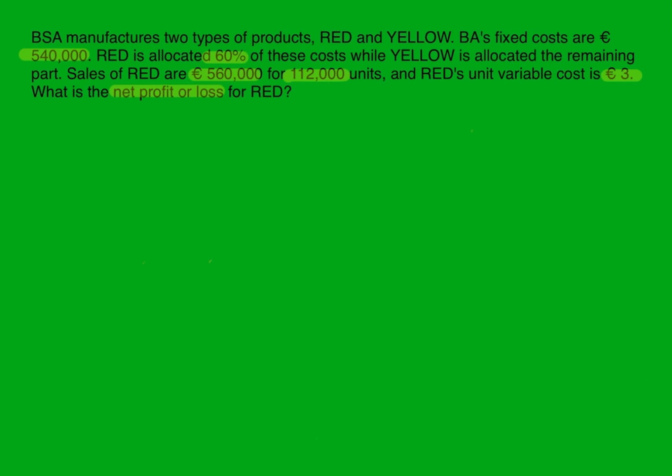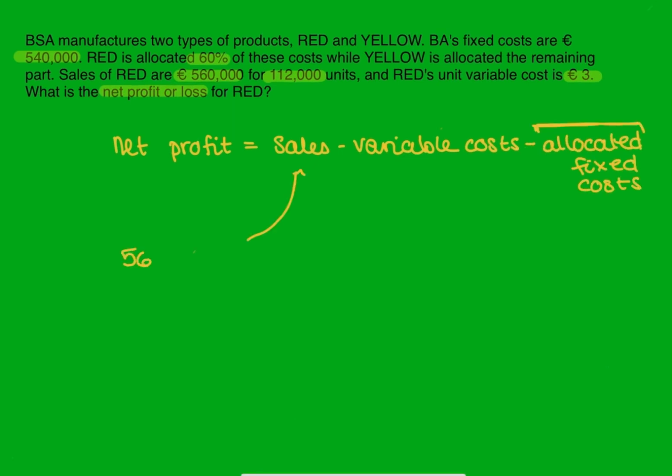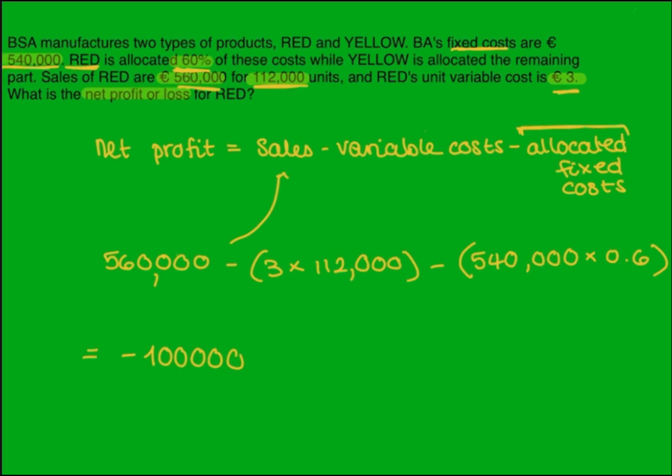So, the first thing I'm going to do is find the calculation for net profit. So, net profit is equal to sales minus variable costs minus allocated fixed cost. So, I already highlighted the sales, which is 560,000, and then minus variable costs, which is 3 times 112,000, because you only have your unit variable cost, and you need to times it by how many units you're selling, and then you minus that from 540,000 times 0.6, because we're calculating the net profit for red. So, when you do all this calculation, you should get negative 100,000. So, the net loss for red is 100,000.